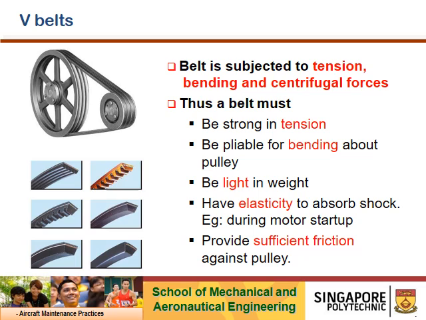V-belts. A V-belt is subjected to tension, bending, and centrifugal forces. Thus, a belt must be strong in tension, be pliable for bending around a pulley, be light in weight, have elasticity to absorb shock during motor startup, for example, and lastly, provide sufficient friction against the pulley.